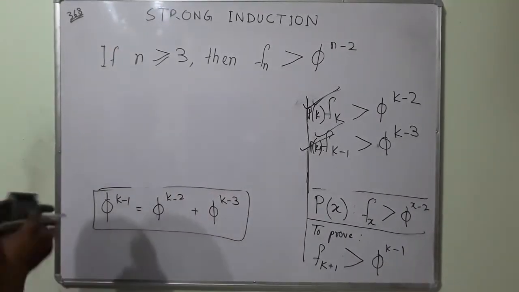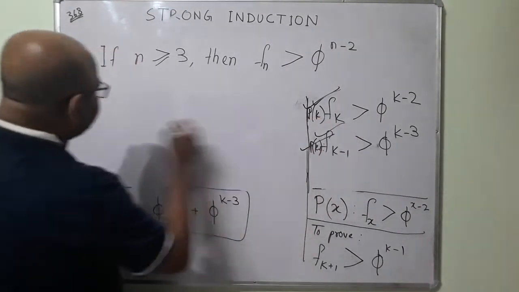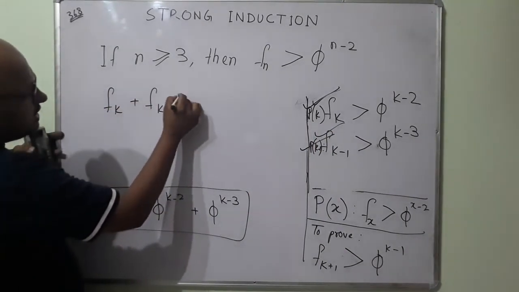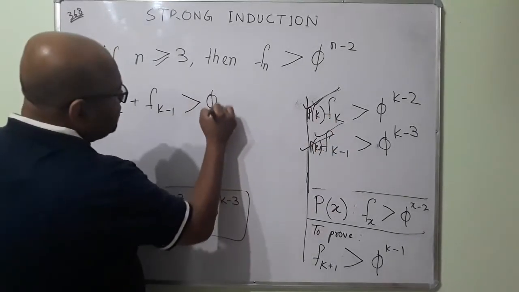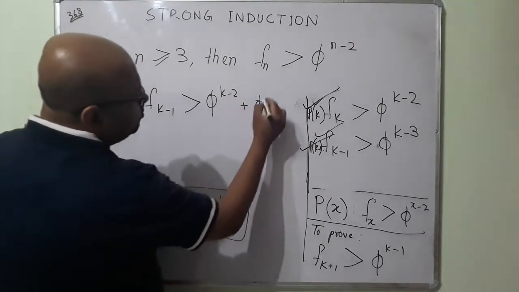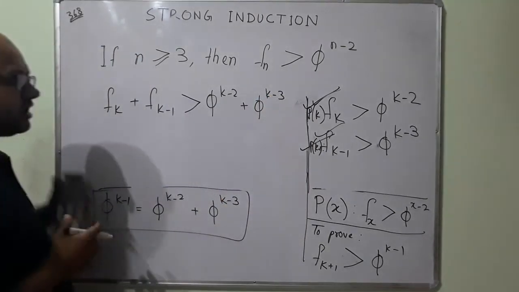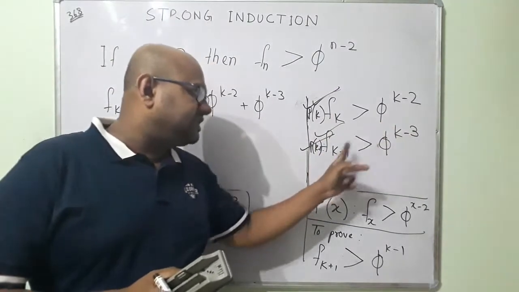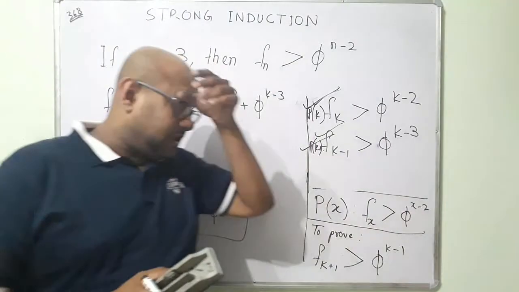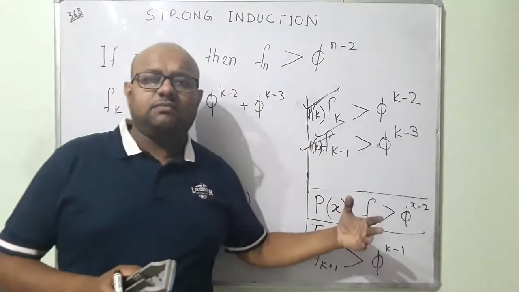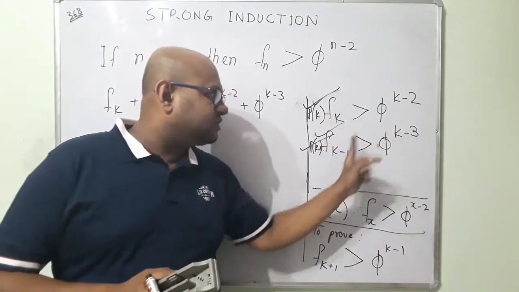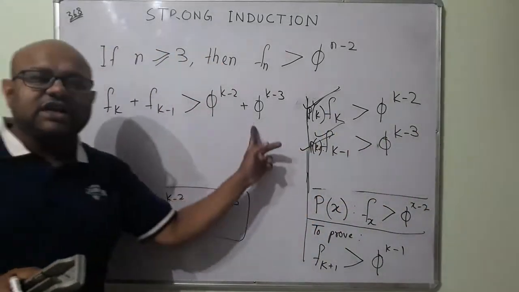Now what do I know? I know f of k plus f of k minus 1 is greater than 5 to the power k minus 2 plus 5 to the power k minus 2 plus 5 to the power k minus 3. So this is greater than this, and this is greater than this, so this plus this would be greater than this plus this. This is a basic inequality. That is what I have written here.